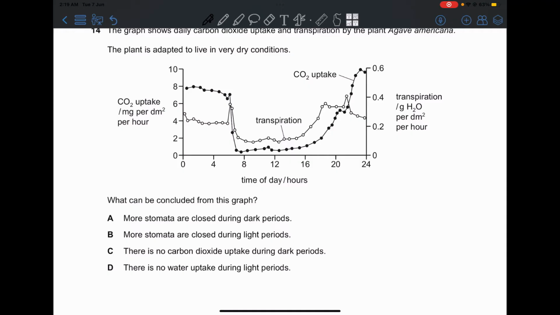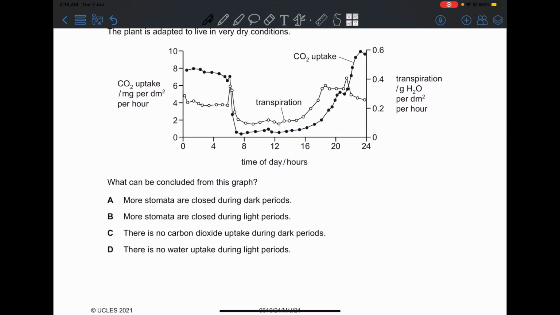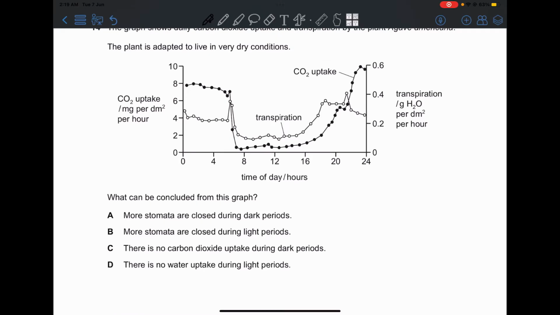So when the transpiration is decreased, that is because the stomata is closed and the carbon dioxide or water vapor cannot diffuse out of the leaf. So let's check the options over here. A: More stomata are closed during the dark periods. Now this is incorrect because in the dark periods, the transpiration and the carbon dioxide uptake as well was very much increased. And the stomata is open because the carbon dioxide uptake was increased over here.